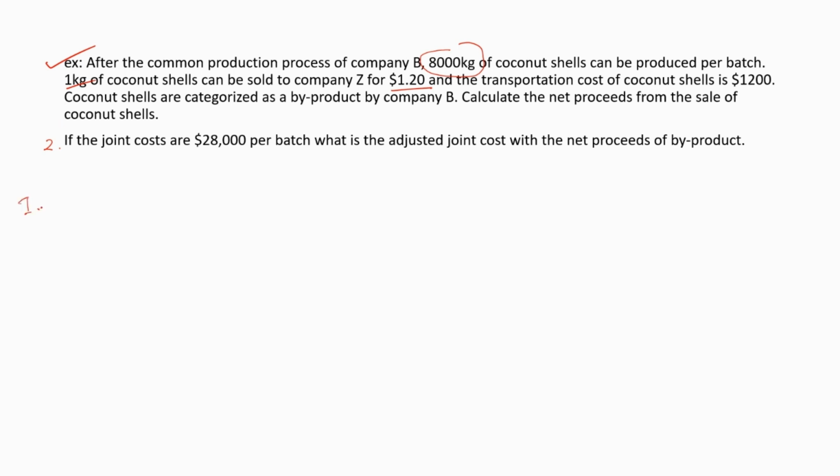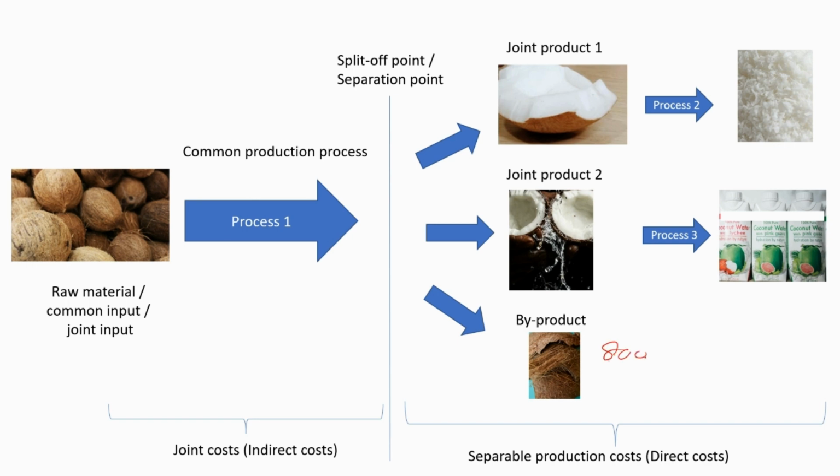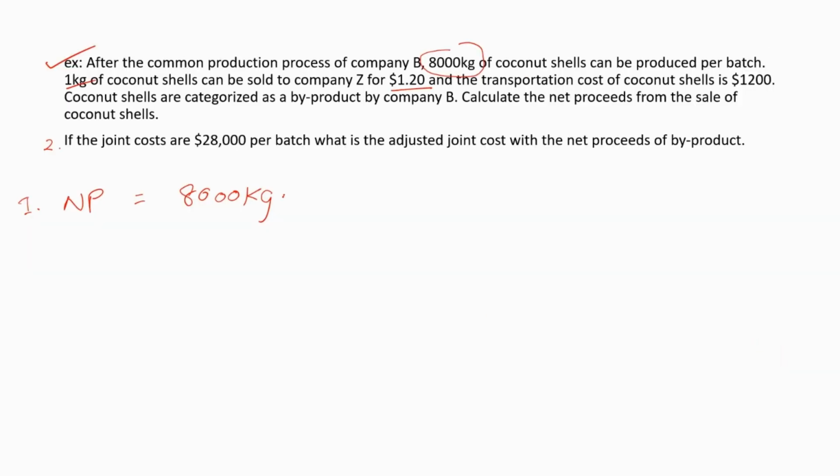First of all, let's do part 1 first. Calculate the net proceeds by selling the byproduct. So there will be 8,000 kilograms of coconut shells per batch. And company B can sell these coconut shells for $1.2 per kilogram. So this is the revenue company B is going to make by selling the byproduct. Then we have to deduct any costs associated with selling the byproducts. They are telling us there will be a transportation cost of $1,200 to sell these coconut shells to company Z. So we have to deduct the cost. So the net proceeds by selling the byproduct is equal to $8,400. This is the net proceeds.